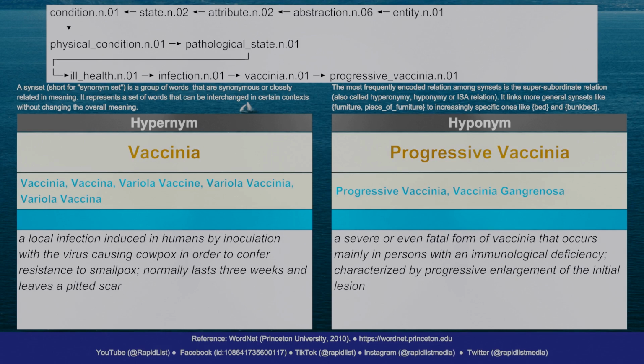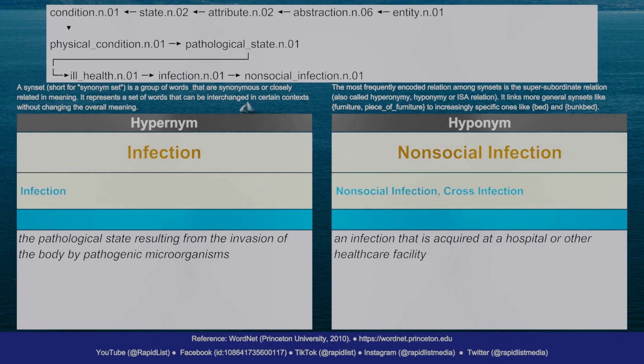Progressive vaccinia. A severe or even fatal form of vaccinia that occurs mainly in persons with an immunological deficiency, characterized by progressive enlargement of the initial lesion. Non-social infection. An infection that is acquired at a hospital or other healthcare facility.